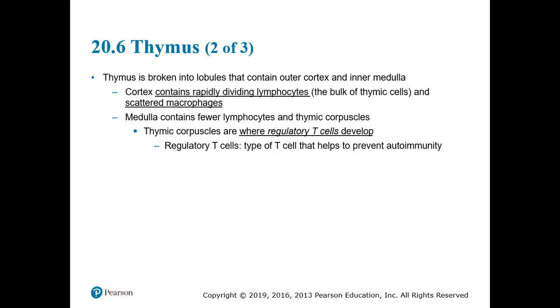Now, as I mentioned, it's broken into lobes, right? Two of them that contain an outer cortex and an inner medulla. Well, the cortex, this is the one that contains rapidly dividing lymphocytes and has scattered macrophages. That's the cortex. Well, what about the inner medulla? This one contains fewer lymphocytes, right? But this is where you're also going to have regulatory T cell development, right? So it's the type of T cell that helps to prevent autoimmunity.